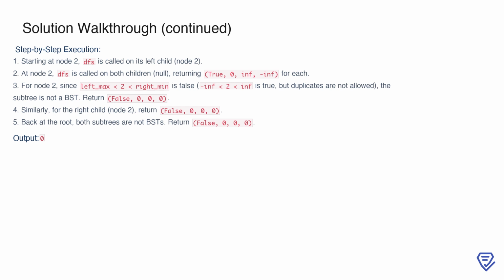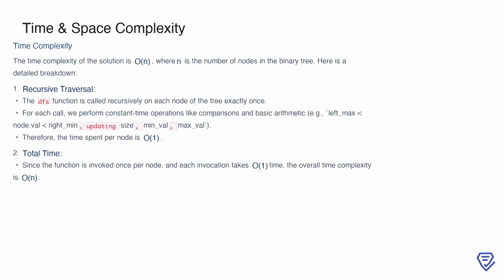At the root node, since neither the left nor the right subtrees are valid BSTs, the entire tree is not a BST. The largest BST subtree in this case has a size of 0, and the function returns 0 as the result. The time complexity of our solution is O(n), where n represents the total number of nodes in the binary tree. This efficiency comes from the fact that the algorithm traverses each node exactly once using a recursive depth-first search, or DFS.